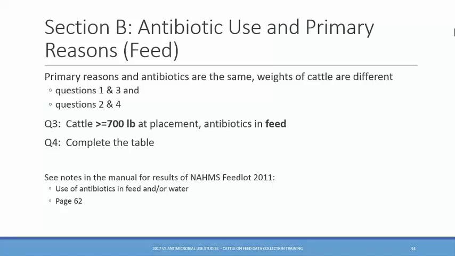We have percent of feedlots that used each of these antibiotics that are reported there. And in the NAHMS 2011 studies, we used both. We recorded whether it was in feed and or water. As we go forward with this study, we're separating feed and water. So that's an important distinction. Those numbers will obviously be different between the feedlot 2011 study and this study.